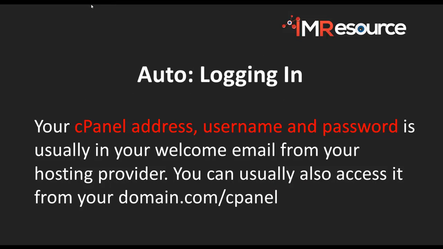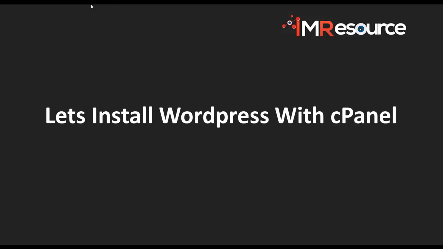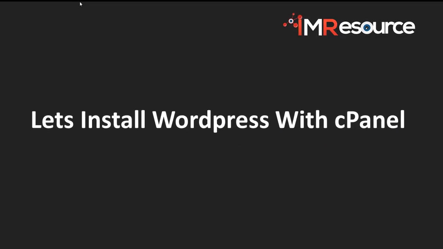Okay, so for auto installing WordPress on cPanel, we need two things. We need a cPanel address and our username and password. Now, your cPanel address and your username and password is usually found in your welcome email from your hosting provider. But you can also usually access it by going to yourdomain.com/cPanel. But I'm going to show you how to do that in a second. So let's install WordPress with cPanel.